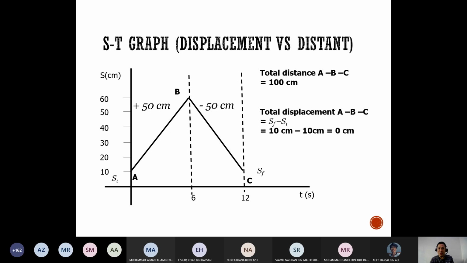But what about the total displacement? If you look, it starts from 10 cm and also ends at 10 cm. Thank you, some of you already mentioned in the chat: of course, it's supposed to be 0 cm. It's quite simple, but you need to know the situations.